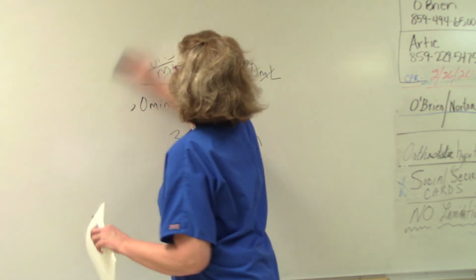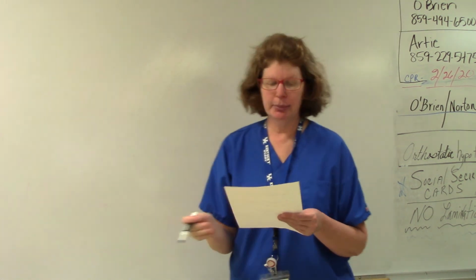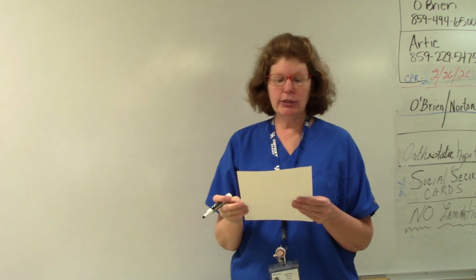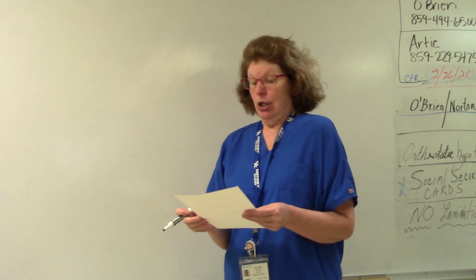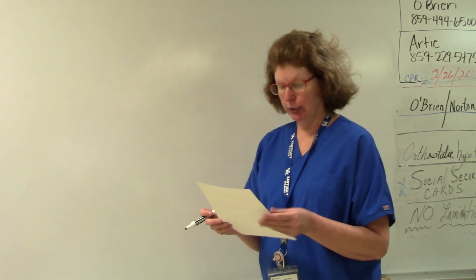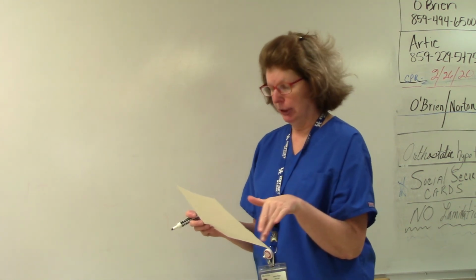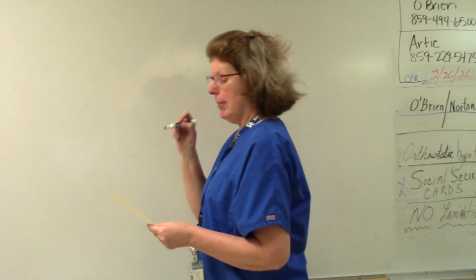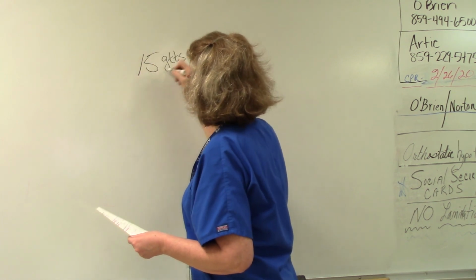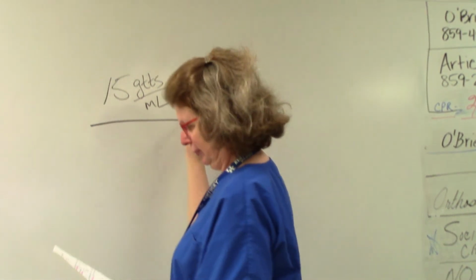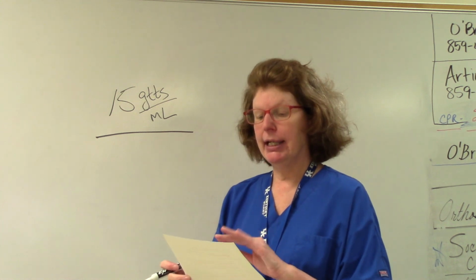I'm going to do the second problem. The second problem said infuse 1,000 milliliters of lactated ringers over the next 8 hours. And this one was to use macro, which in your study guide, it told you that macro was 15 drops per milliliter. So I first need my drop factor, macro, and my text told me that was going to be 15 drops per milliliter. My volume, it said, was 1,000 milliliters over 8 hours.